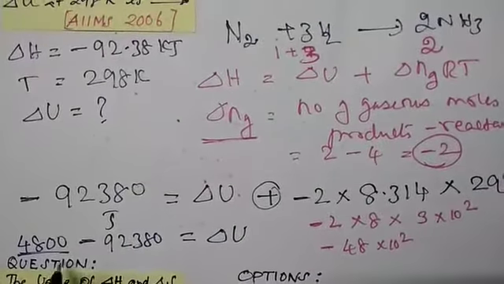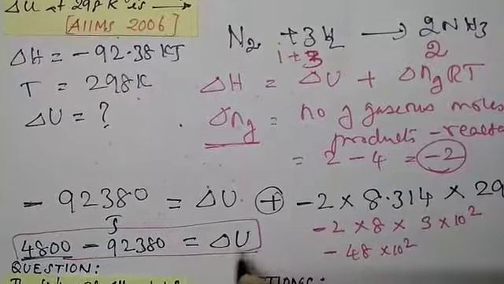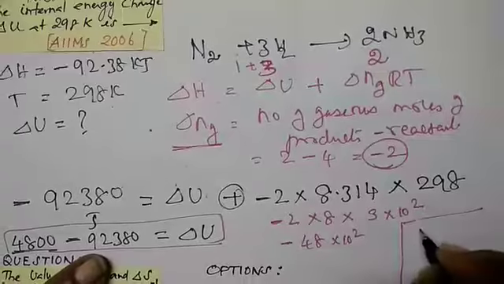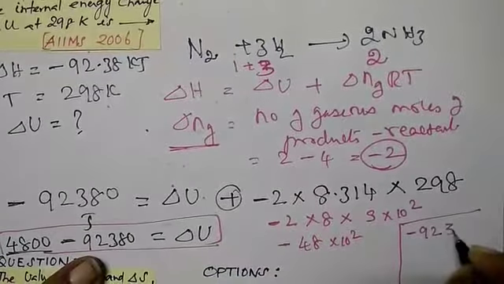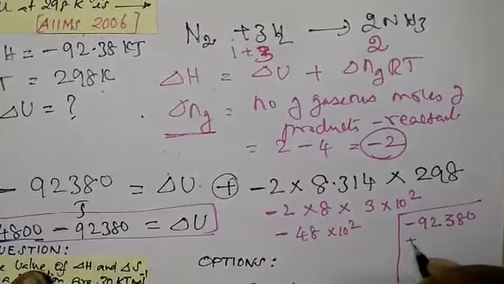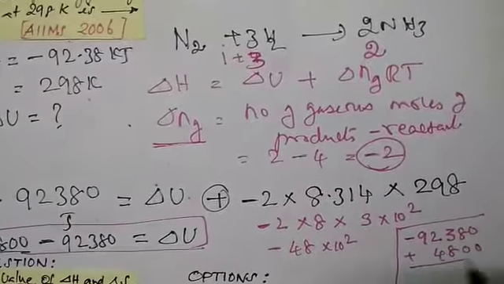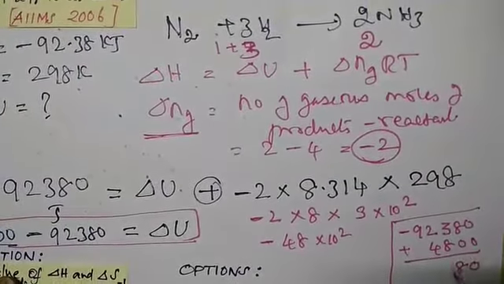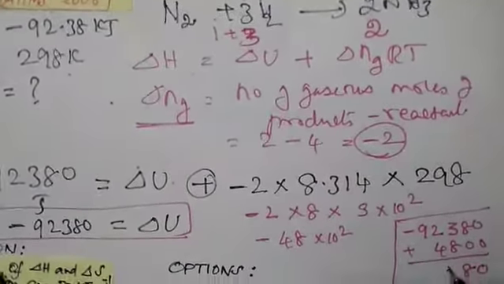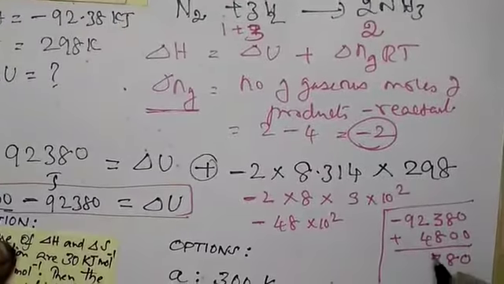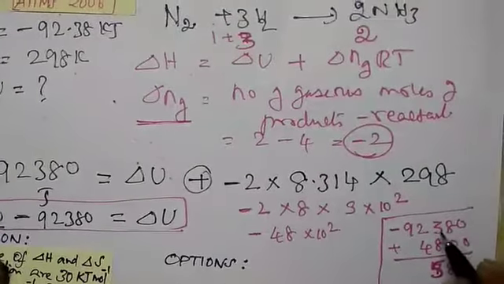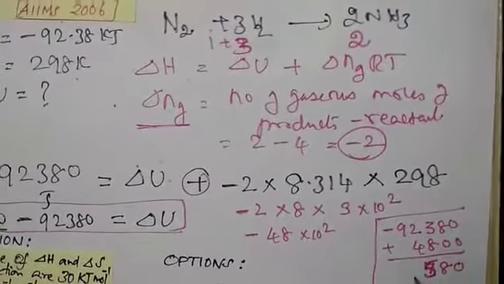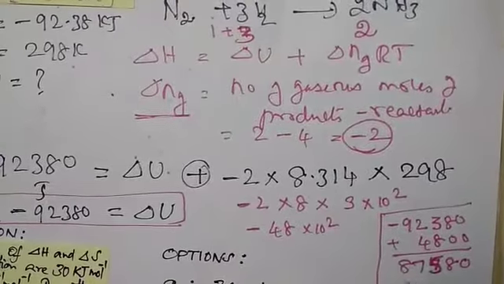So this is on simplification. This final one we have to do. Let me do the subtraction here. This is minus 92,380 and plus sign 4,800. Since the signs are different, I am going to do subtraction. Here, 7, 5. Next, 11 minus 4, you are having 7. And then the minus sign.